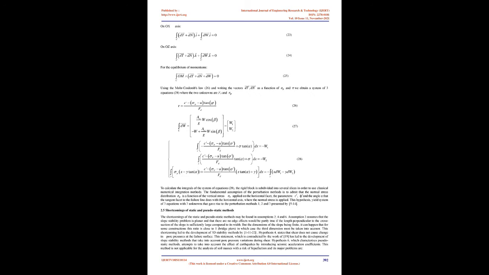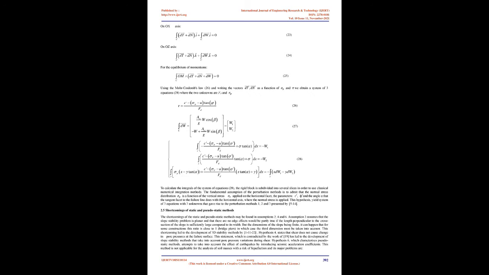The fundamental assumption of the perturbation methods is to admit that the normal stress distribution is a function of the vertical stress applied on the horizontal facet, the parameters, and the angle that the tangent facet to the failure line does with the horizontal axis, where the normal stress is applied. This hypothesis yields a system of three equations with three unknowns that gave rise to the perturbation methods 1, 2, and 3 presented by 5 to 14.